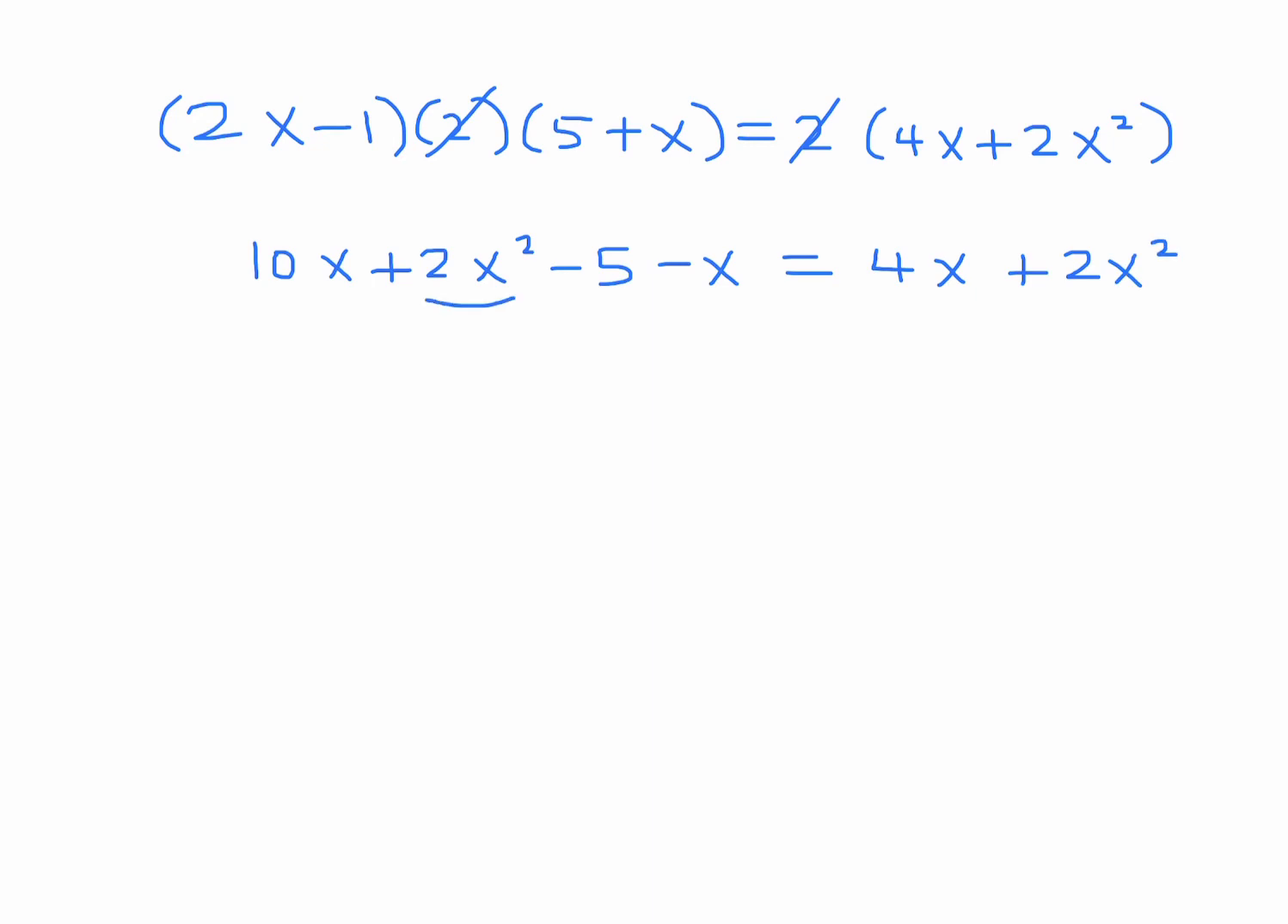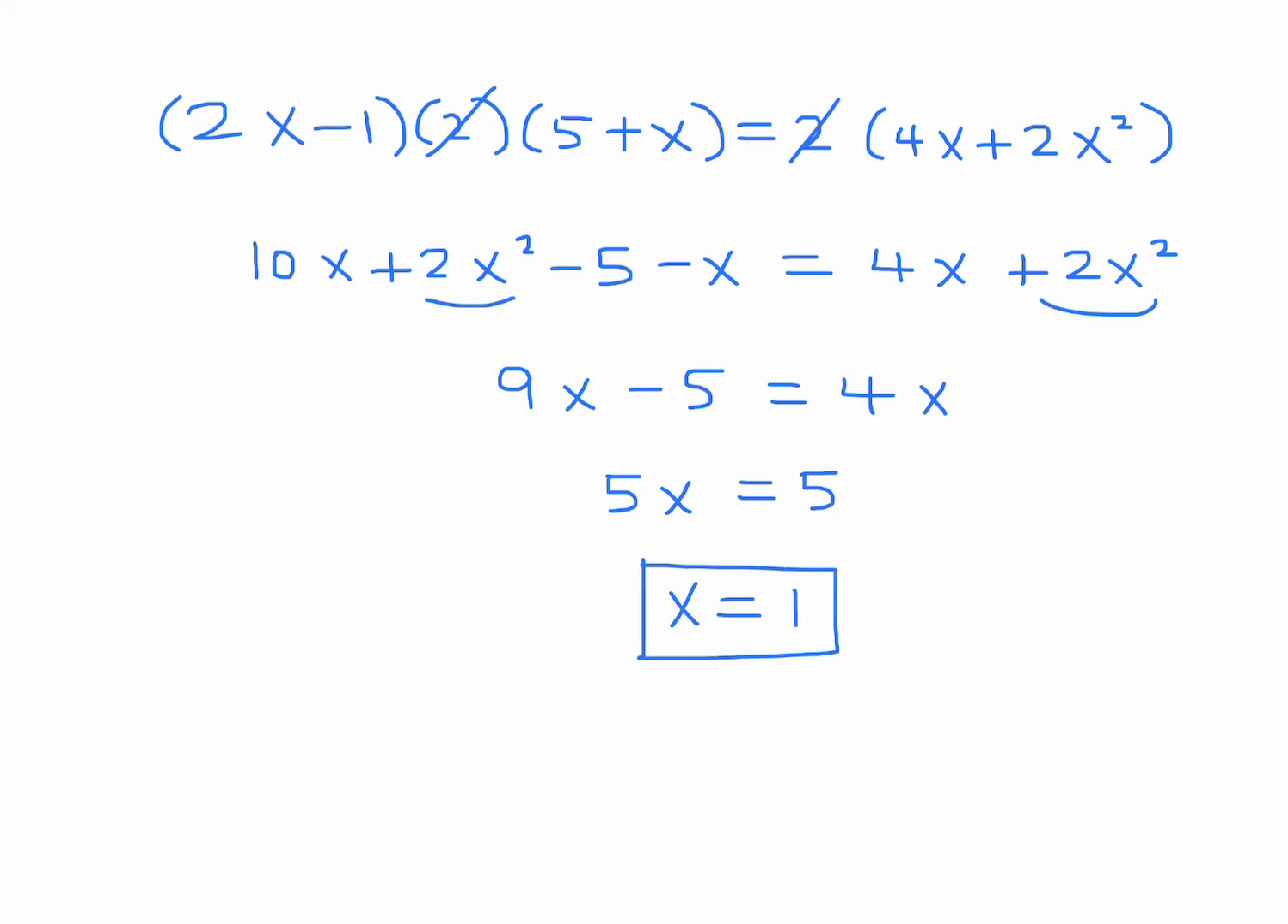The 2x squareds will cancel, and you are left with, on the left side, 9x minus 5, and on the right side 4x. If you bring the 4x over, it becomes 5x is equal to 5, and therefore x is equal to 1.